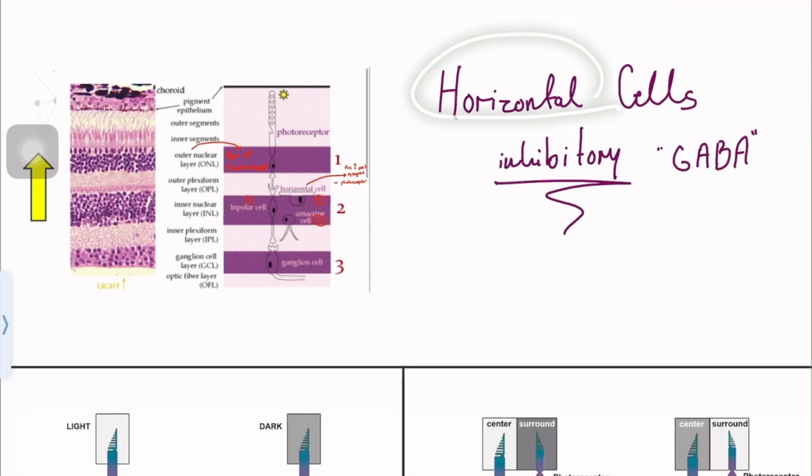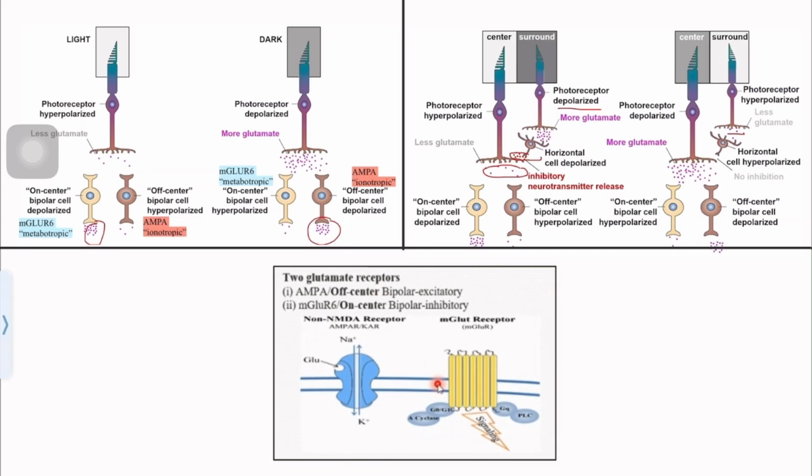Horizontal cells, which are found in the inner nuclear layer, are inhibitory and release the inhibitory neurotransmitter GABA. So we said by the effect of glutamate, the off-center bipolar cell will be depolarized and the on-center with metabotropic receptor will be hyperpolarized. When do we have high glutamate? In the darkness. So this is a photoreceptor in the dark. As you can see, it is depolarized, having more glutamate at the synaptic terminal. Which cell will be depolarized? The off-center cell, which is excitatory when we have glutamate, and the bipolar cell will be hyperpolarized with the one with the metabotropic receptor.